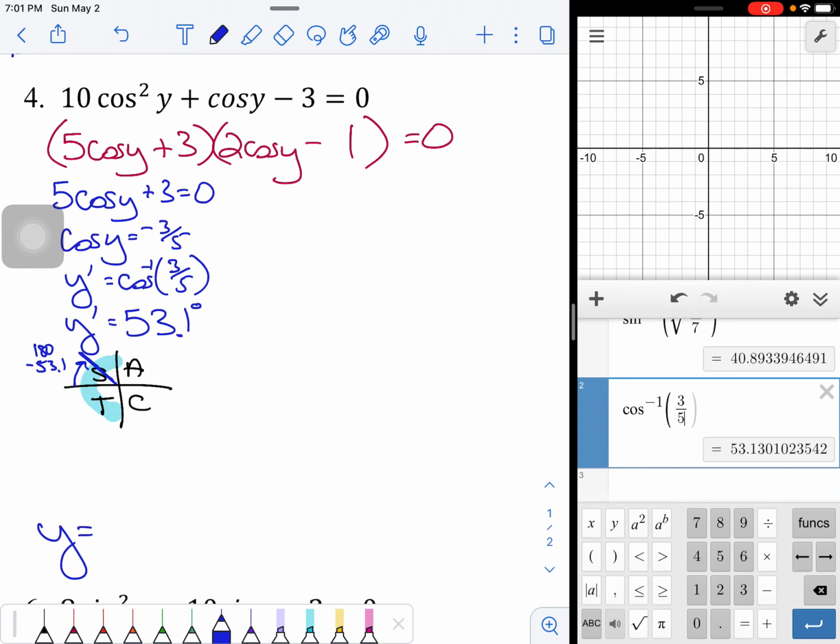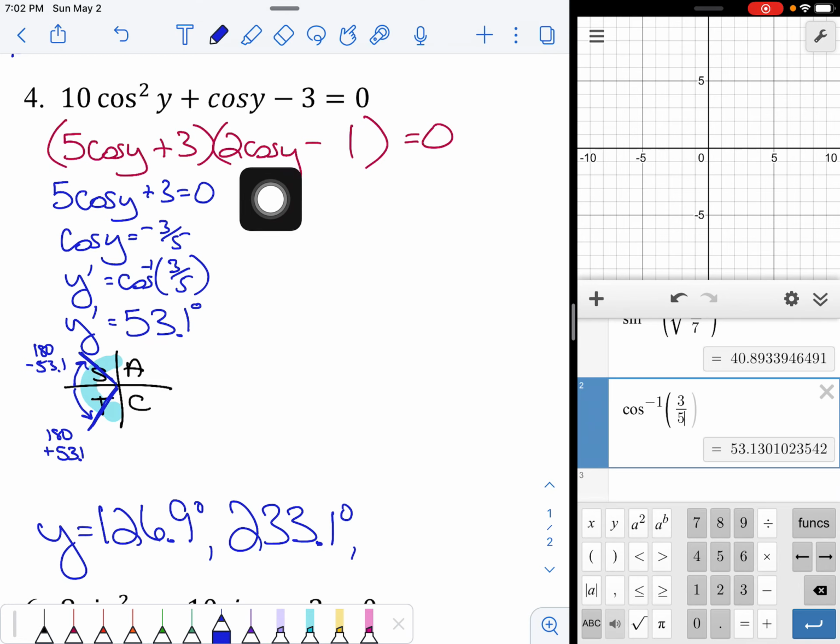That's going to be, let me come down here. So y is going to equal, what's 180 minus my reference angle? That's going to be 126.9 degrees. And then in quadrant 3, I'm going to push forward. So 180 plus the reference angle. So 180 plus 53.1. So that's going to be 233.1 degrees. So that's what happens for this first factor, but we have a second factor that we want to get into.